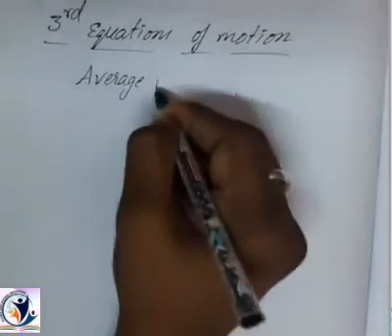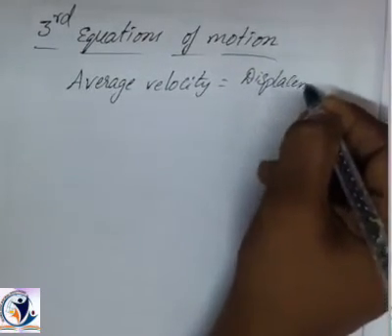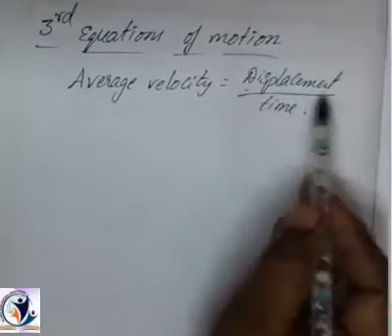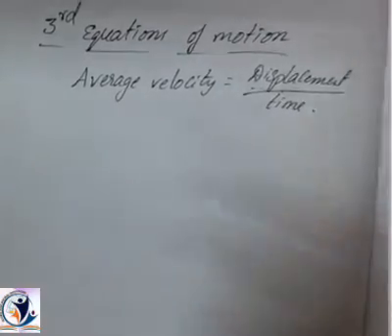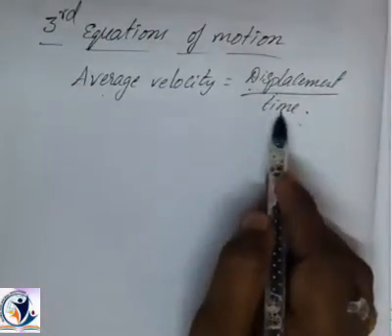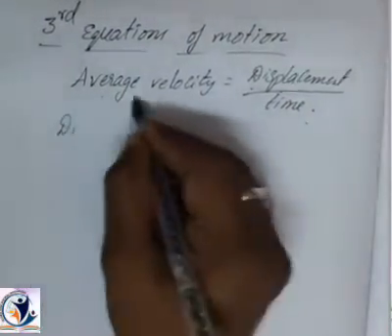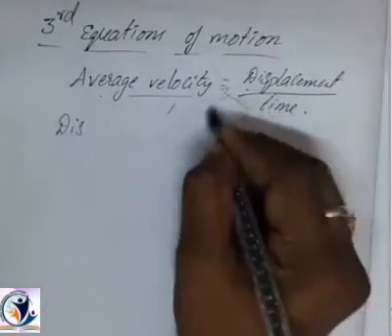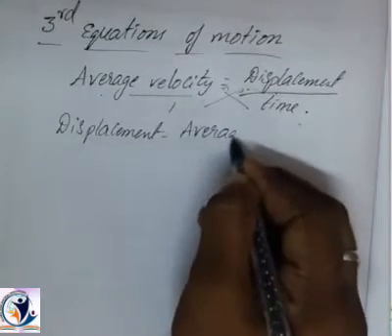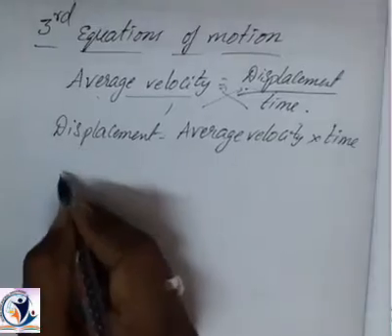I will take average velocity is equal to displacement by time taken. This concept I am taking because there I have taken two equations' help. Now let me do the cross multiplication over here. So displacement, this is by 1. So displacement is equal to average velocity into time taken.